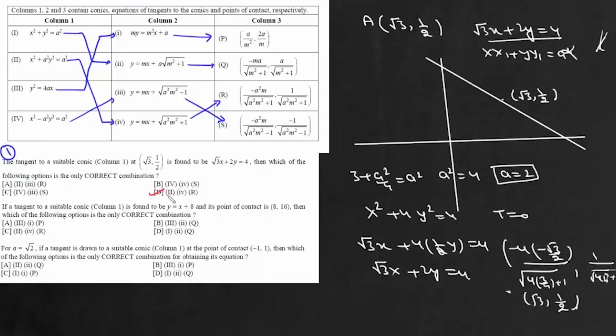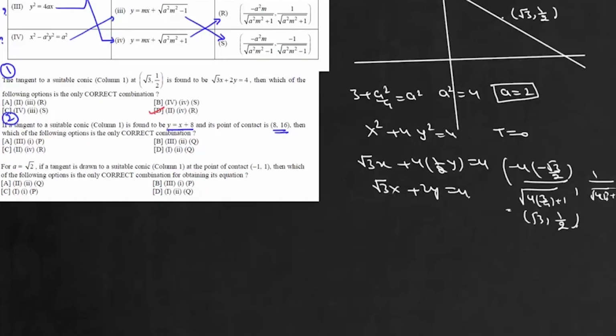Now the second one is, if tangent to a suitable conic is found to be y equals x plus 8 and the point of contact is 8 comma 16, then which of the following option is the correct combination? Now in this case, it has to be either this parabola or this hyperbola. So for this second question, we know that this point is 8 comma 16 and it is y equals x plus 8. Now in this case, value of m is 1 and this parabola is y square equals 4ax. So first we'll check for this parabola. Now this is 16 square and this is 16 into 2. So value of a is 8.